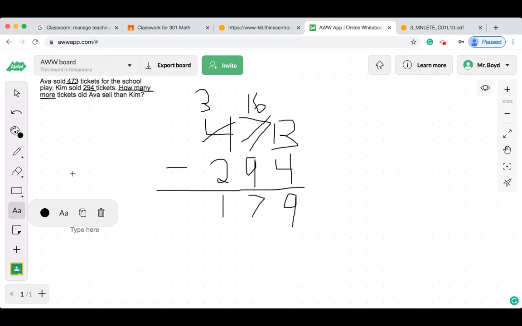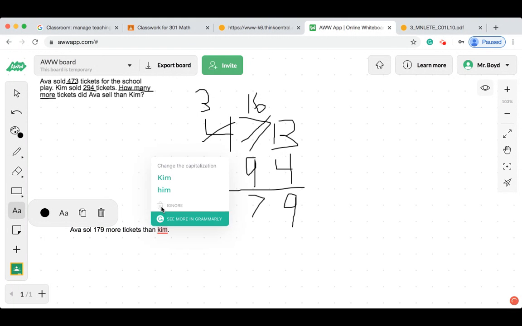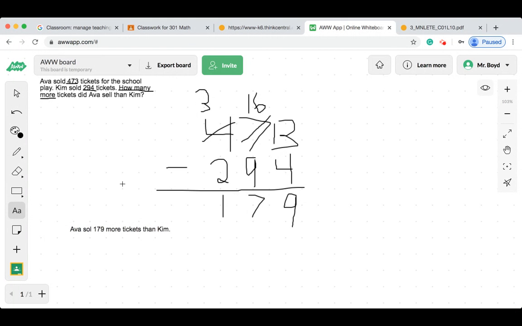And I will write that in an answer statement. Ava sold 179 more tickets than Kim. Now the reason that I need to write it as an answer statement is because it was asked as a question. It didn't just ask me to solve an equation. I was asked a question. So I must have an answer statement to tell the answer to my question. You must answer a question with an answer statement.